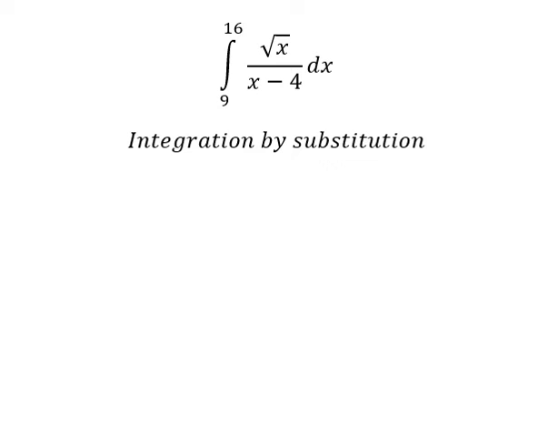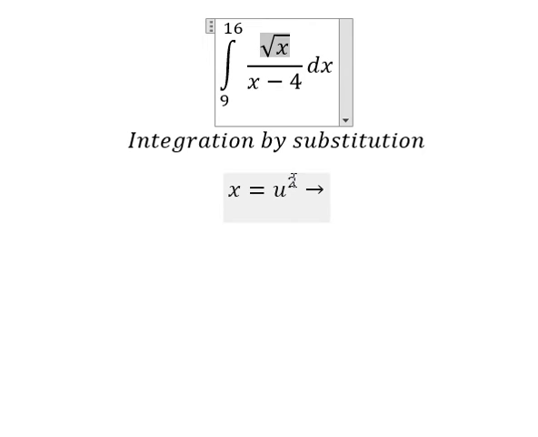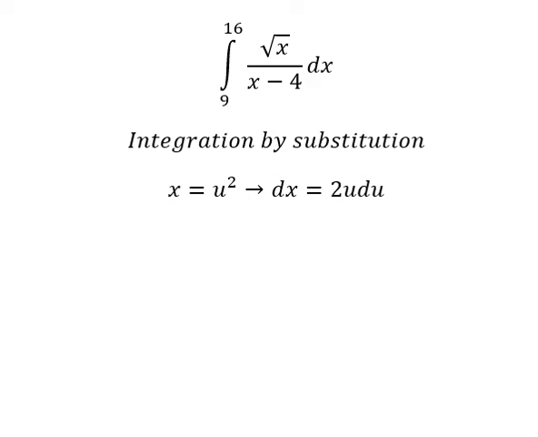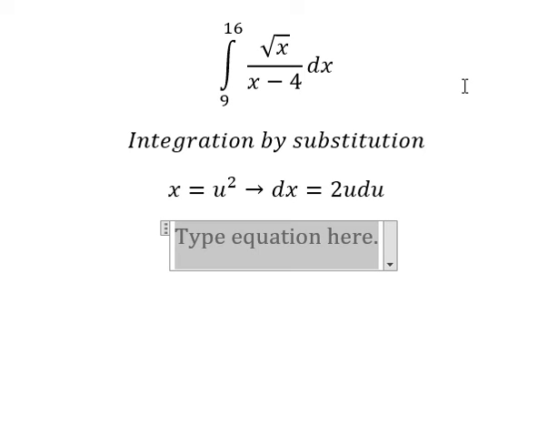So I will put x equals u squared because I want to cancel the square root, so I need to use u to the power of 2. After that, we do the first derivative for both sides, and we have 2u du. Next, we need to change the bounds.